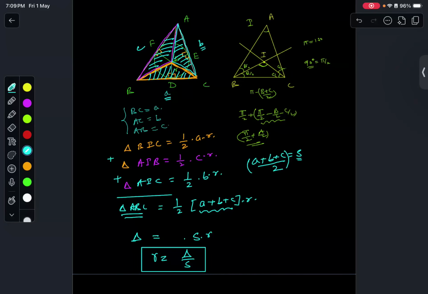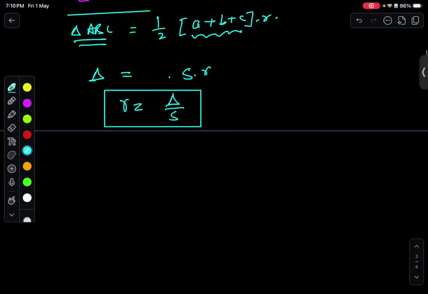So two things we know with the triangle. First is the inradius r is del upon s, and the area of triangle ABC, del, is equal to s into r. This is called del. Now, the second thing, again an important one, is the angle that BIC is making.